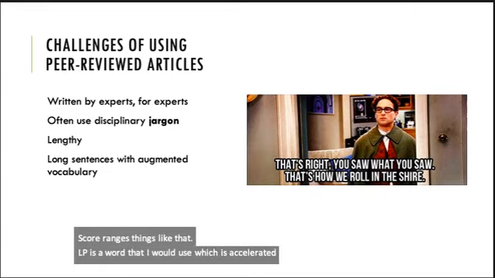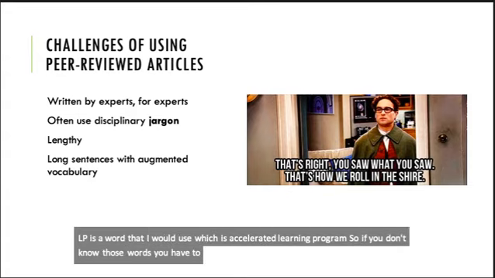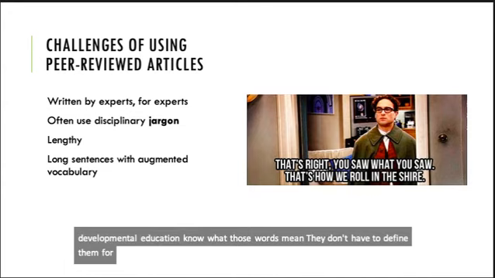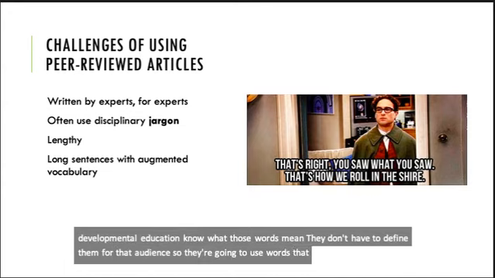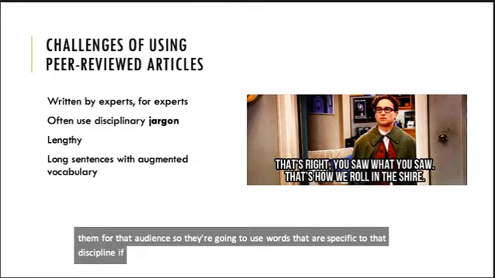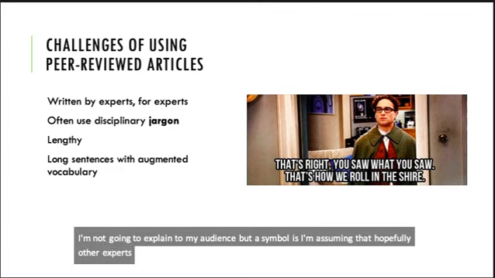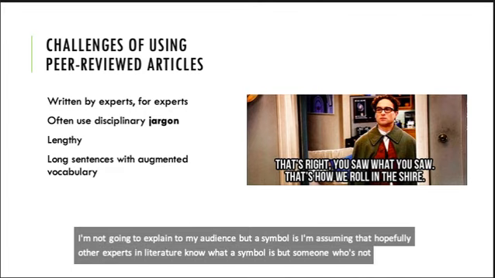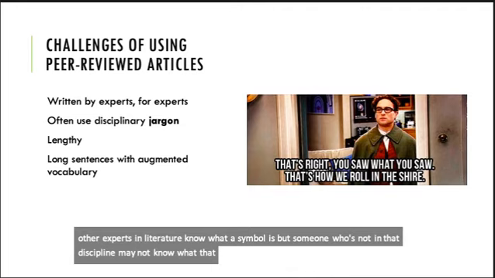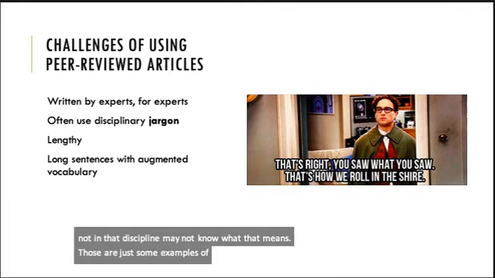If you don't know those words, you have to look them up. But people in my field who also study developmental education know what those words mean. They don't have to define them for that audience. So they're going to use words that are specific to that discipline. When I write about literature, if I'm talking about a symbol, I'm not going to explain to my audience what a symbol is. I'm assuming that hopefully other experts in literature know what a symbol is. But someone who's not in that discipline may not know what that means. So those are just some examples of using jargon or specific language specific to that field.